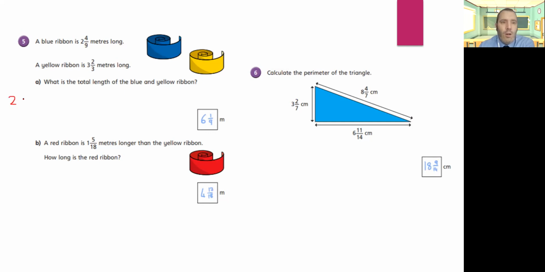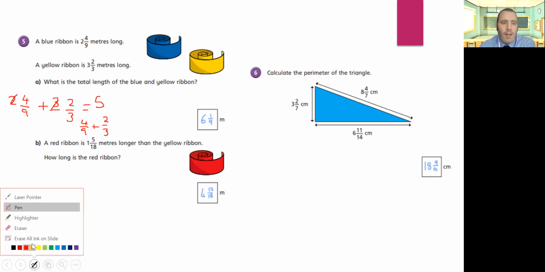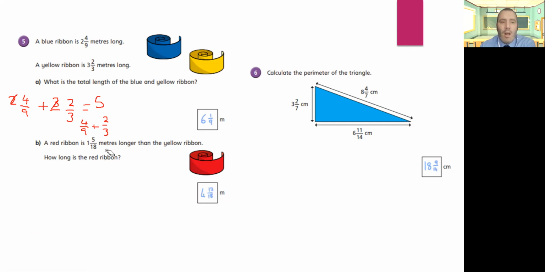So I have 2 and 4/9, and I'm adding 3 and 2/3, which will give me, so I'm just going to look at my whole numbers first. So I've got 2 and I've got 3, so that gives me 5. So I've now got to work out 4/9 plus 2/3. So to get from thirds to ninths, I need to multiply it all by 3.